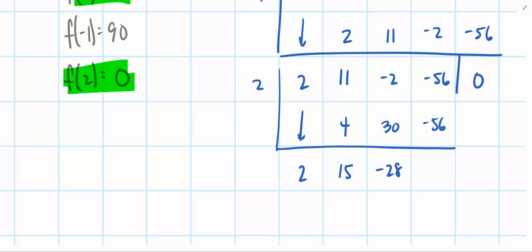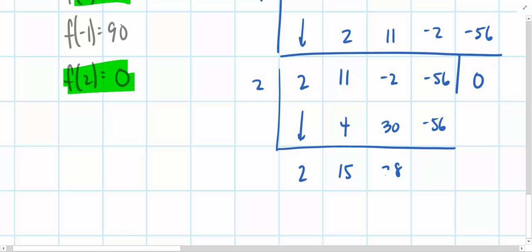Oops, I got my signs mixed up here. -2 plus 30 is a positive 28. This should be a positive 56. That's what I get for trying to rush through this. And those two add to equal 0.